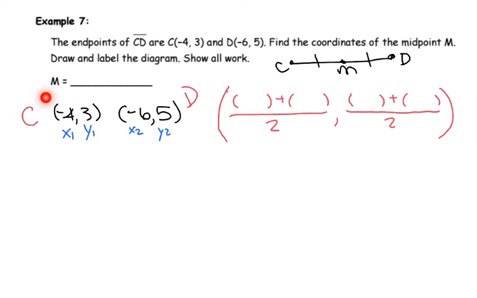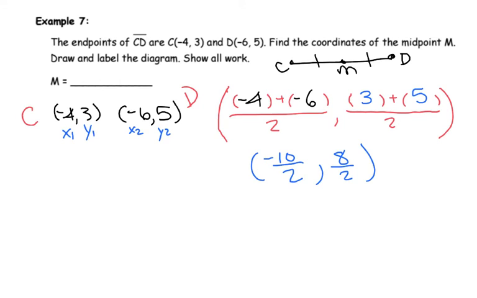So I've labeled point C as my x1, y1, and point D as my x2, y2. Remember the formula, the very first value is x. So x1 is negative 4, x2 is negative 6. Then for the second part, we have y1 is 3, y2 is 5. All right, let's see what we get when we break this down. Negative 4 plus negative 6 gives us negative 10 divided by 2, comma, 3 plus 5 is 8 over 2.